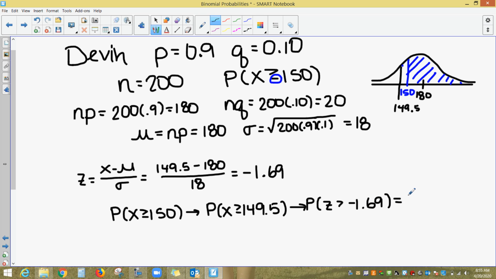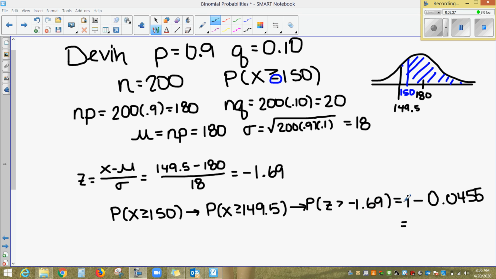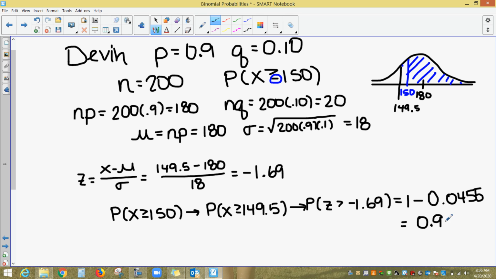If we are looking for the area to the right of that z-score, we need to take 1 minus whatever the table says. I left my note card across the room, so I'll pause it and be back. You look it up while I'm gone. And so that's 1 minus 0.0455, which is 0.9545. He has over a 95% chance of making at least 150 of those free throws.